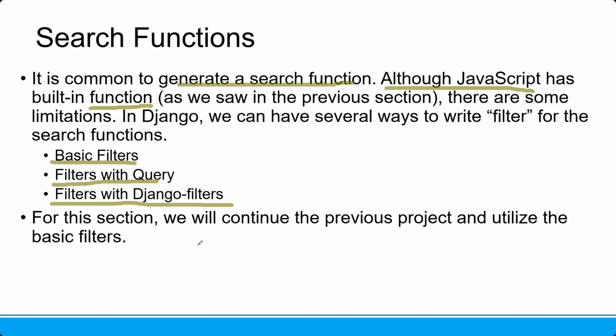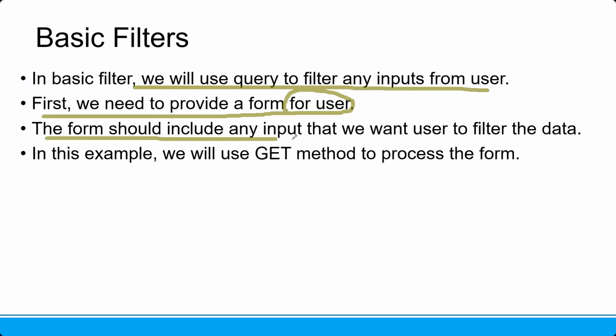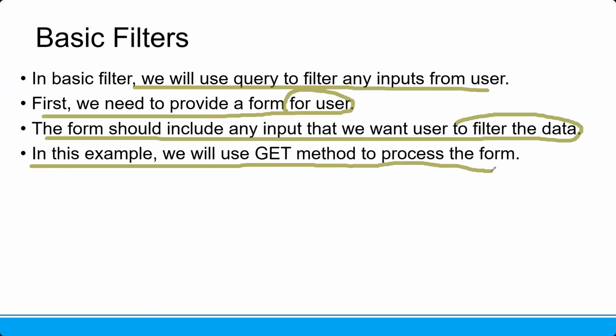Okay, so I will just continue from the previous project, and then we will utilize the basic filters. And we're going to learn about the query and Django filters as well. In the basic filter, we will use query to filter any inputs from the user. First, we need to provide a form for the user, and the form should include any input that we want the user to filter the data with. In this example, we will use the get method to process the form.